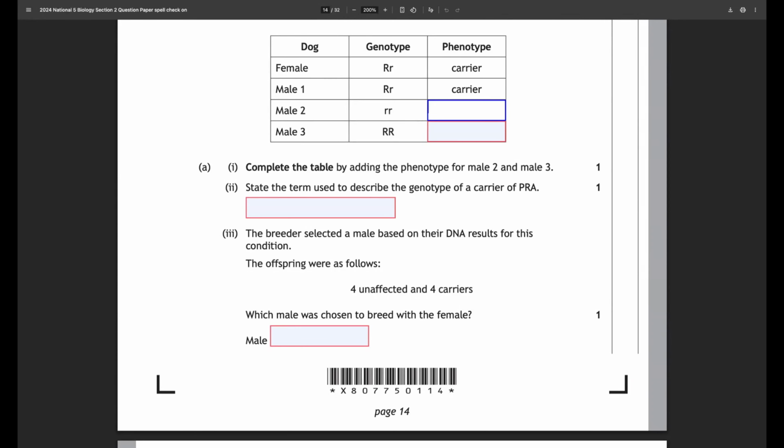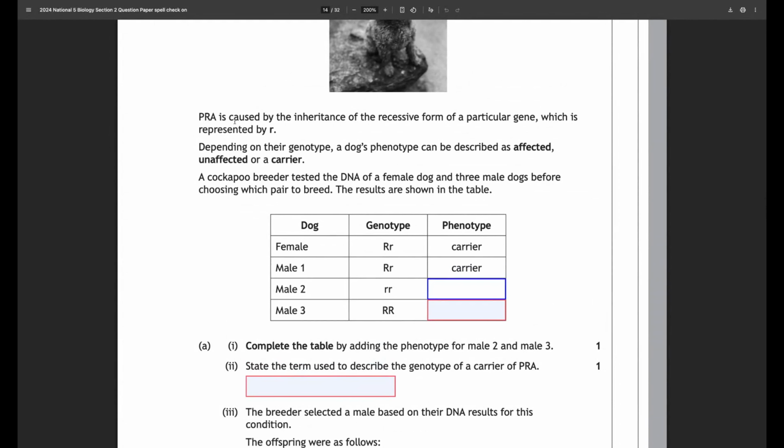Okay, so we get a heterozygous female there that's a carrier, a heterozygous male who's a carrier, a homozygous recessive male who we'll talk about in a second once we do the answer, and male 3 is a homozygous dominant cockapoo. Okay, so male 2, who's got 2 lowercase r's, it tells us here that the PRA condition is inherited via the recessive form, so the lowercase r. This person only has those lowercase r's, so therefore they are going to be affected by this condition. And the other male is the 2 capital R's. Well, they don't have any genes for PRA, so they are going to be unaffected by this.